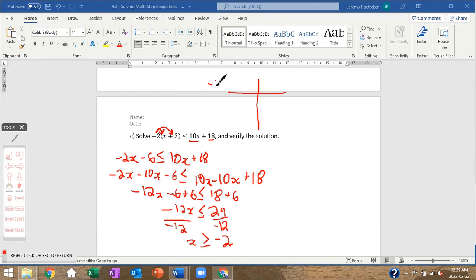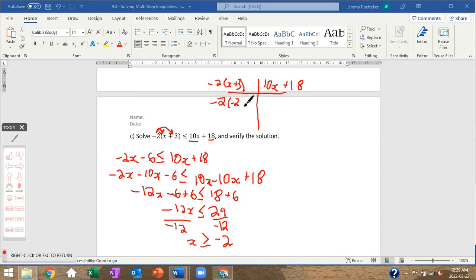So we've got -2 and x plus 3 on the left side. And on the right side, I have 10x plus 18. Now, if I did this all correctly, if I plug this value in, I should end up with the same value on both sides. So let's do the work.